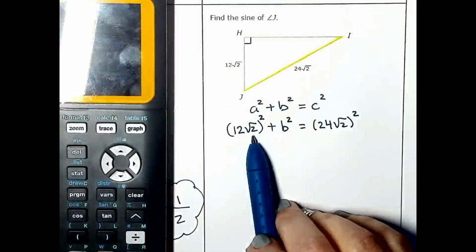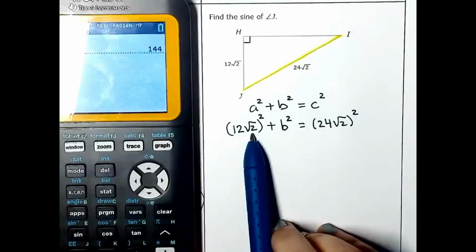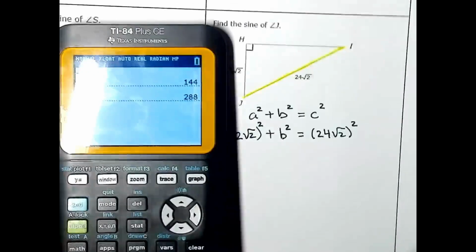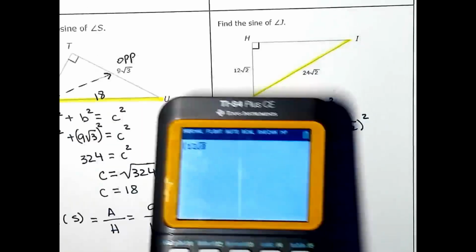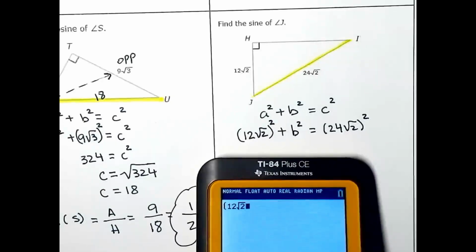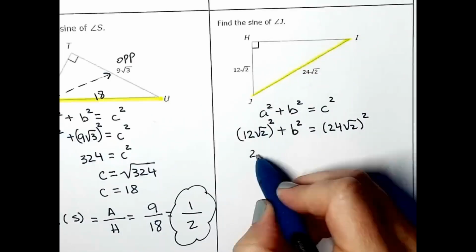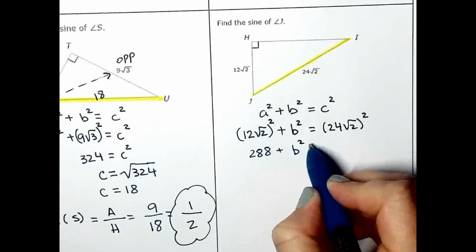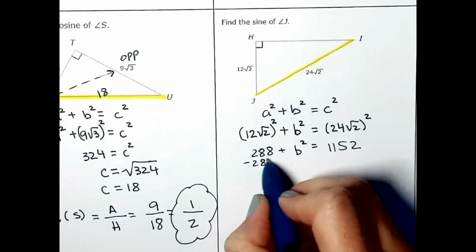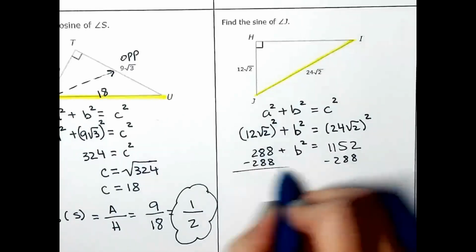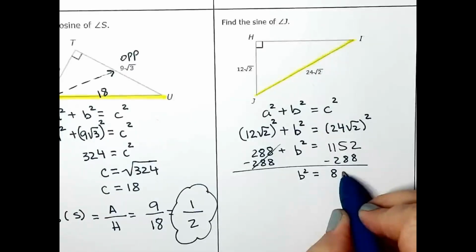When you square this one, you get 288 because 12 squared is 144 times 2, 288. Or you can just simply put the whole thing in the calculator. 12 square root of 2, and then square. You get the same 288. So 288 right here plus b squared, and then you put this in the calculator, 1152. All right. Take away 288 from both sides. And here I have 864.